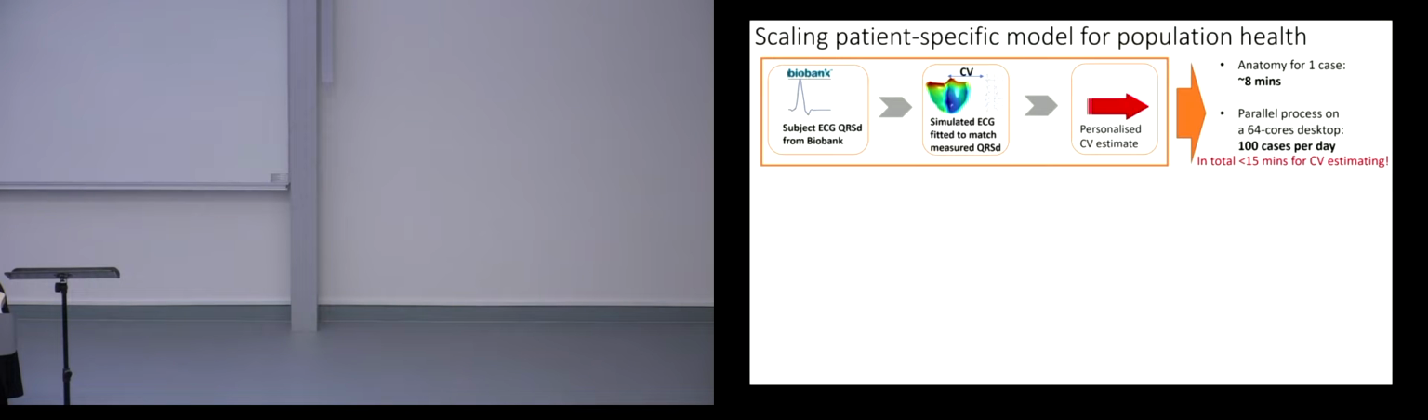So we could then use UK Biobank ECGs and QRS durations. We could look at simulating our activation patterns with a conduction velocity as our sole parameter. We could then create the anatomies for these. We could automate this process. We could create an anatomy from an image in 8 minutes. We could then calibrate these to get the estimation of the conduction velocity in a total of 15 minutes.